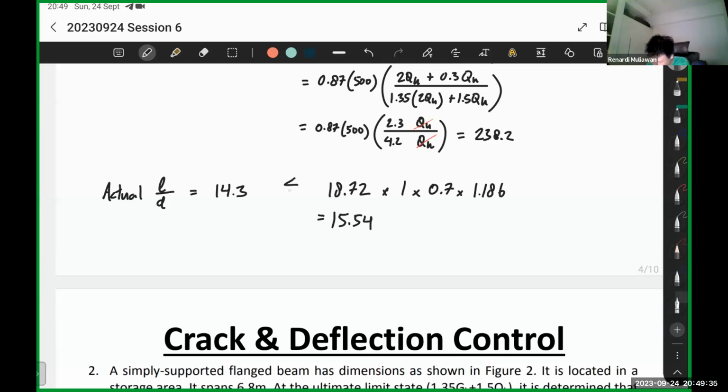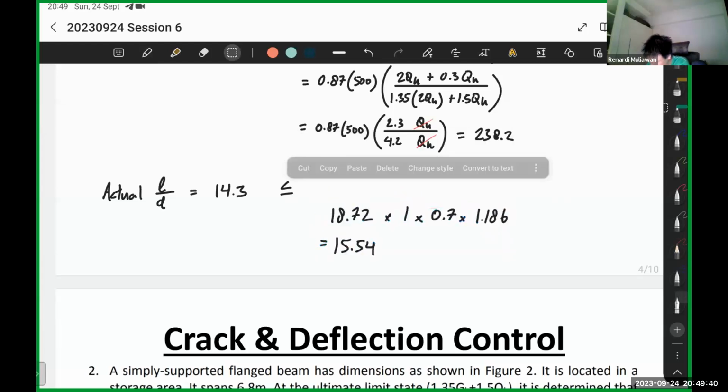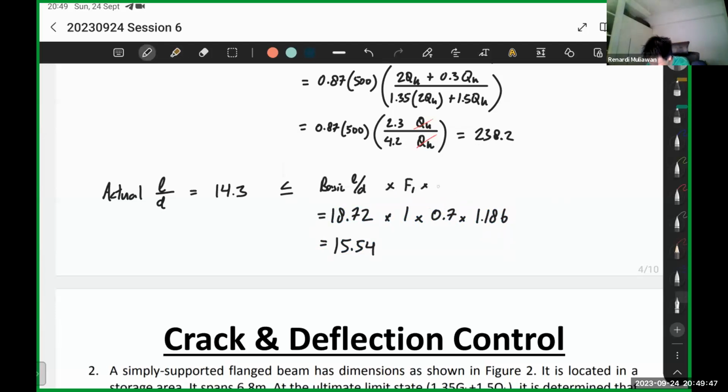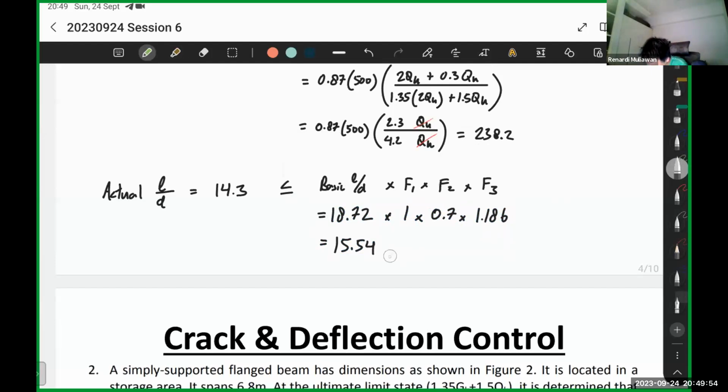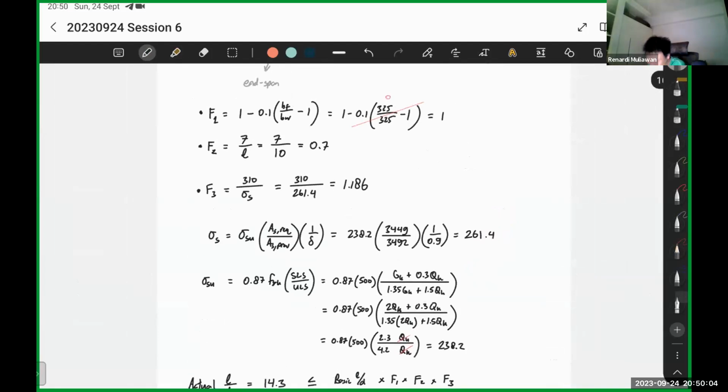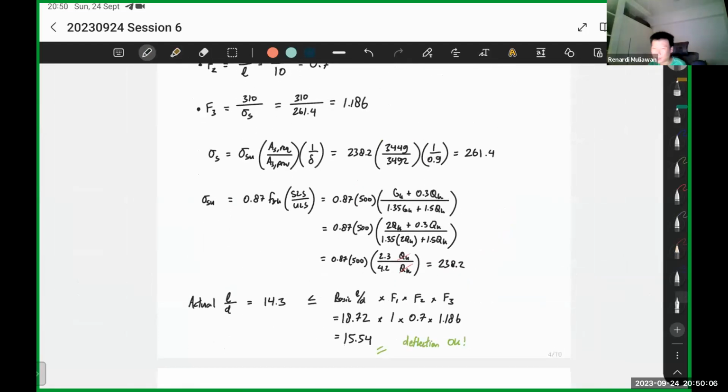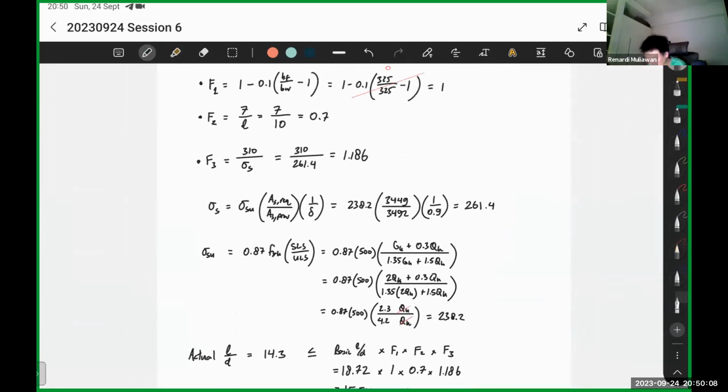So this one is less than. Write it down. So this one is basic L over D multiplied by F1 multiplied by F2 multiplied by F3. So done. So deflection here is okay. Sorry. So it's a pretty long process. But it's actually very straightforward. So just follow the steps.